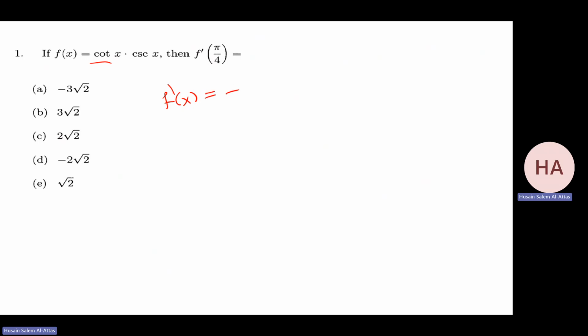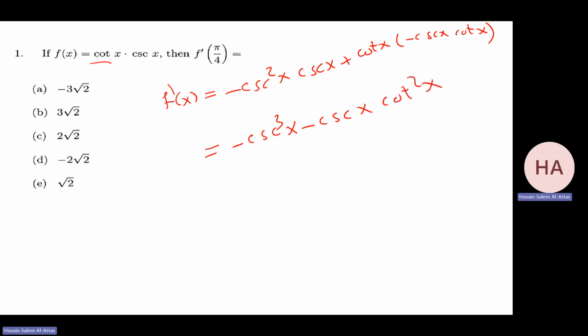Derivative of cotan, which is minus cosecant squared, times cosecant, plus cotan times the derivative of cosecant, which is minus cosecant cotan. I want this at what? You can simplify it. It will be minus cosecant cubed minus cosecant cotan squared. You want to do it at pi over 4. Yes, do it at pi over 4.